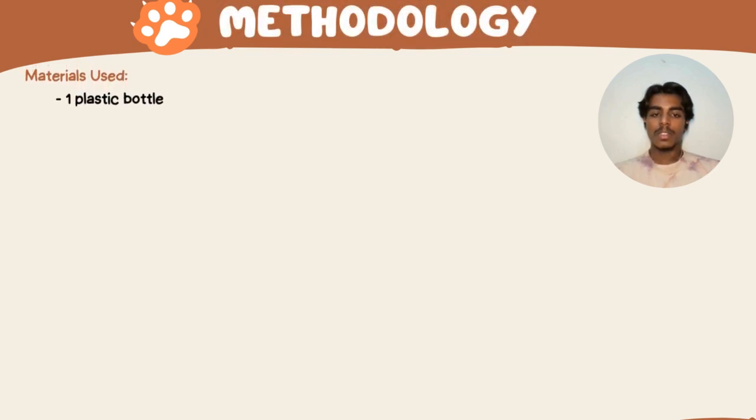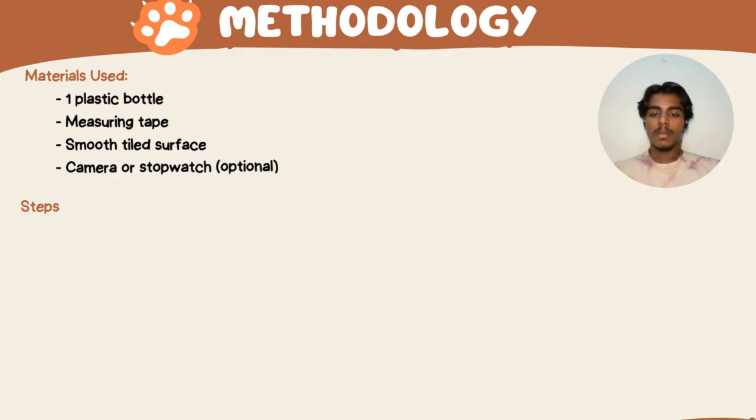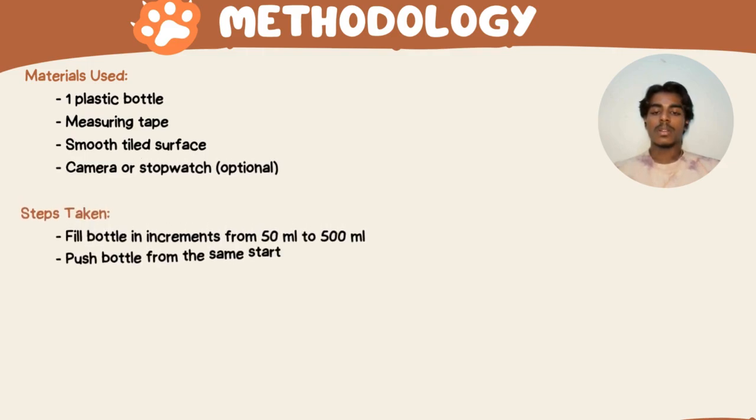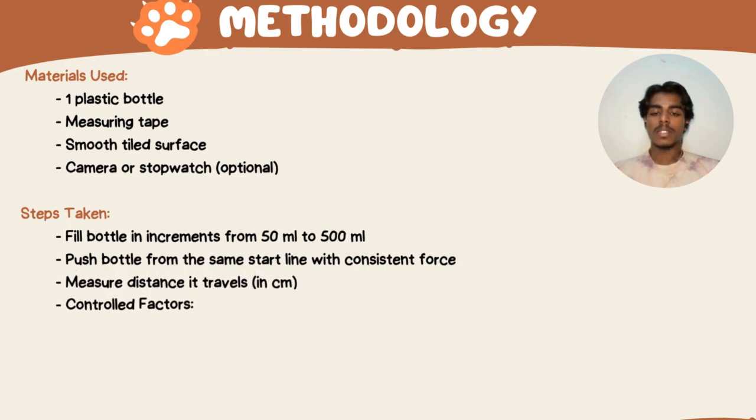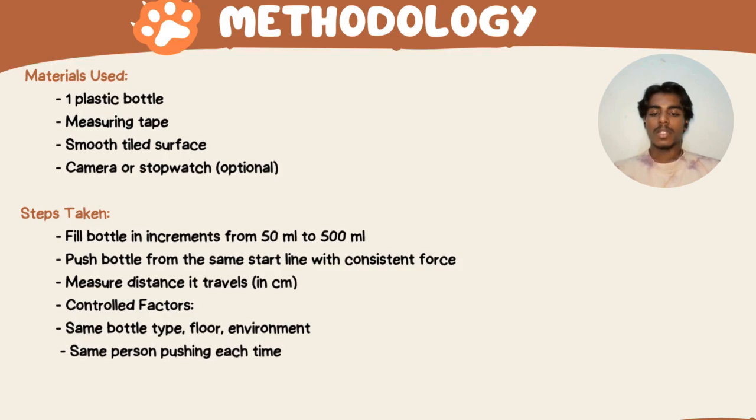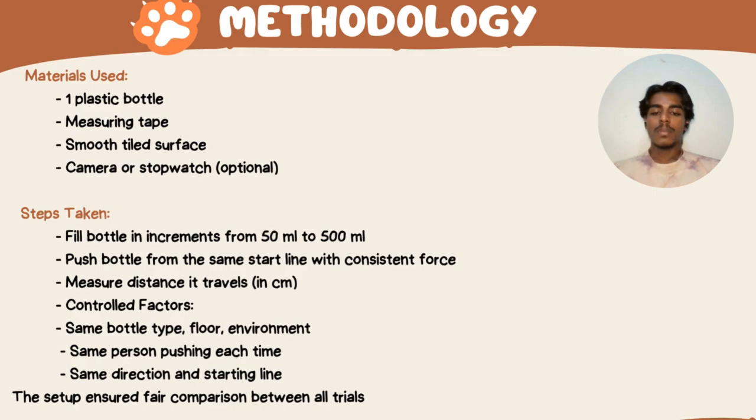Now we are going to discuss the methodology for this experiment. The materials used are one plastic bottle, a measuring tape, a smooth tiled surface, and a camera or a stopwatch. The steps taken are: fill a bottle in increments of 50 from 50 ml to 500 ml. Push the bottle from the same start line with consistent force. Measure the distance traveled in centimeters. The control factors are same bottle type, floor, and environment, same person pushing each time, and the same direction and starting line. This setup ensures fair comparison between all trials.